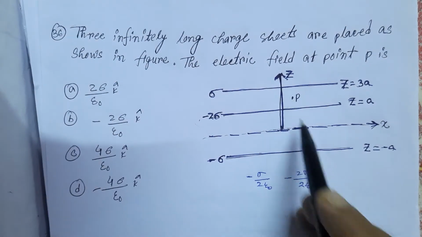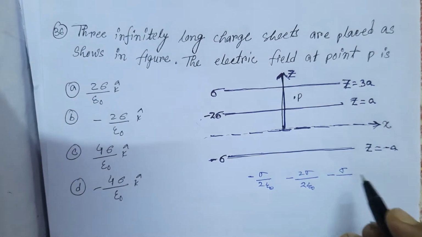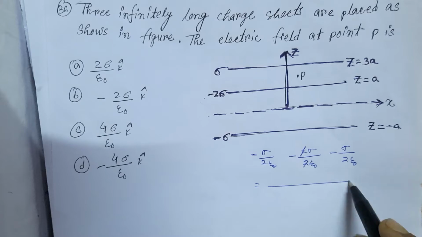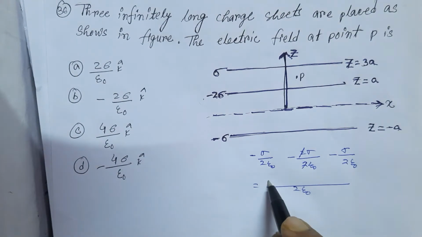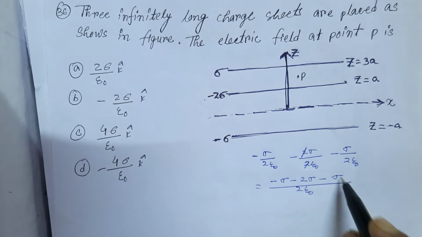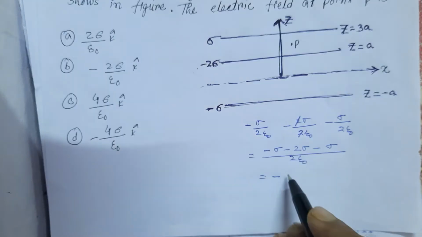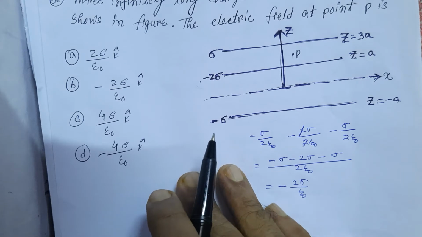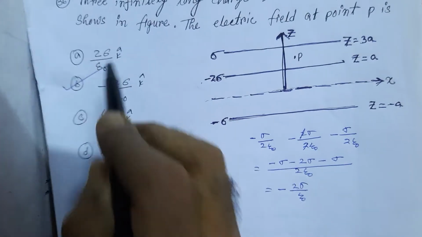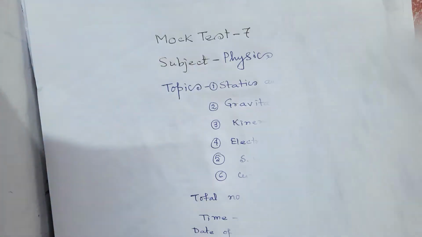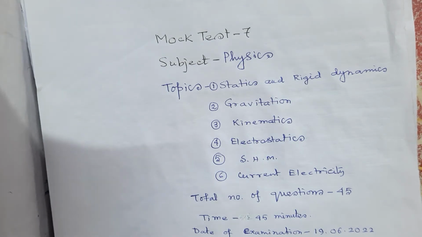For the third plate, it is in the downward direction. So you have to put one minus sign here, sigma by 2 epsilon 0. So that is your 2 epsilon 0 being HCF: minus sigma minus 2 sigma minus sigma. That is minus 4 sigma by 2 epsilon 0, minus 2 sigma by epsilon 0. And it is in the z direction: minus 2 sigma by epsilon 0 into K. So B is our correct answer. So the correct choice of the question number 36 is B. Now let us take the question number 37.